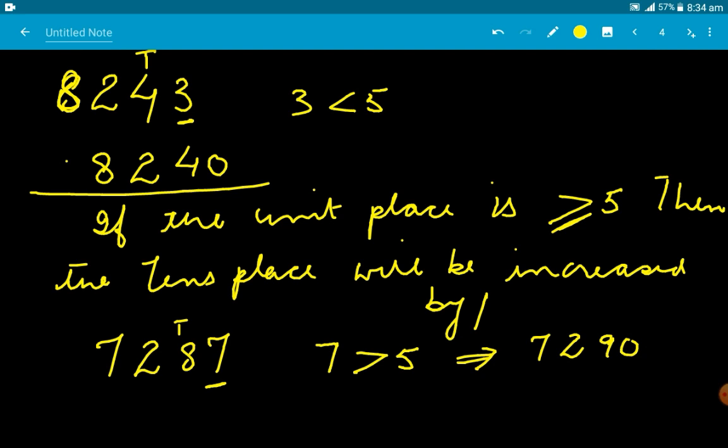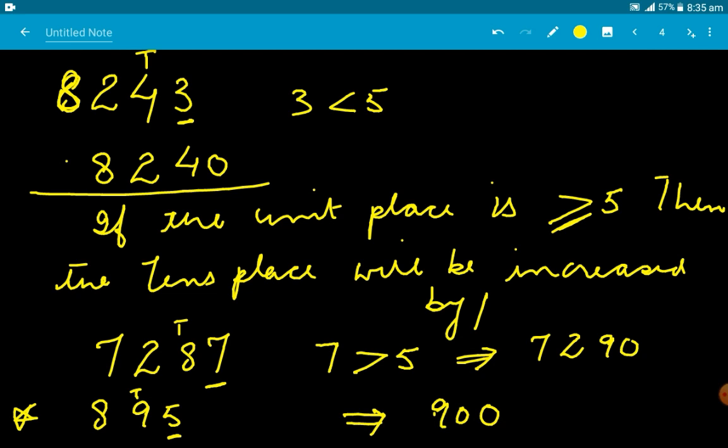And if I have written a number like 895, here this 5 is equal to 5. So if it is greater than or equal to 5, the tens place will be increased by 1 digit. So 89, if increased by 1, will become 90. So here the number will be rounded off to 900. This was a very good question and I think it's clear also.